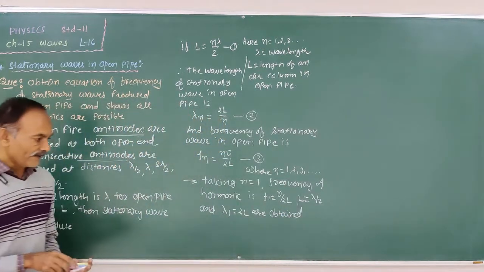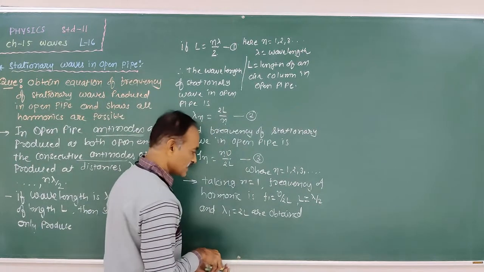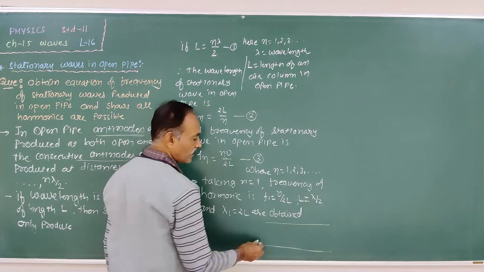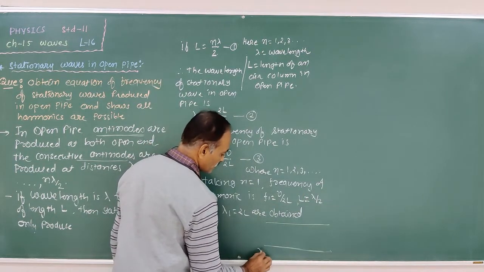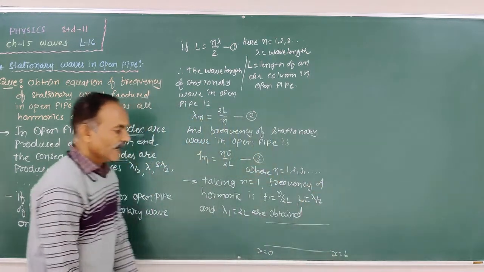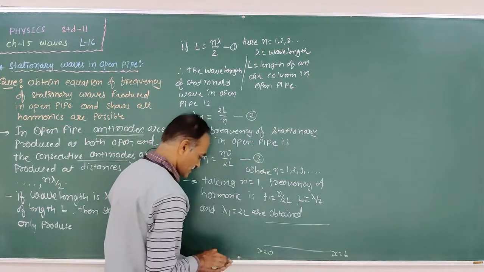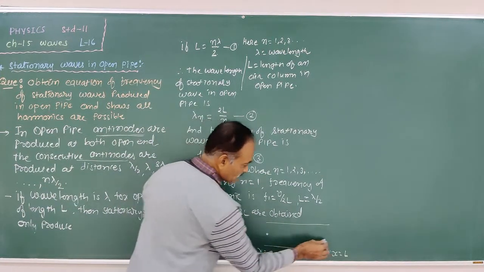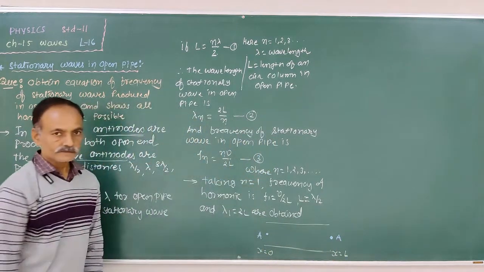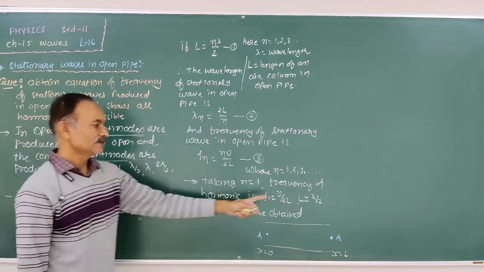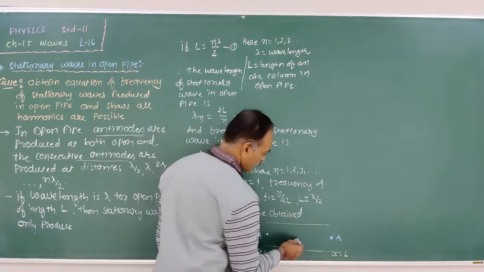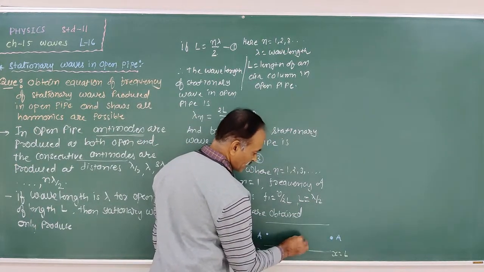Therefore, the stationary wave in an open pipe is obtained this way. There is the length of the open pipe, with x is equal to 0 at one end and x is equal to L at the other. At both ends, antinodes are produced. Now in length L, lambda by 2 wavelength must be produced. Therefore, we can draw the diagram this way. That is the node.